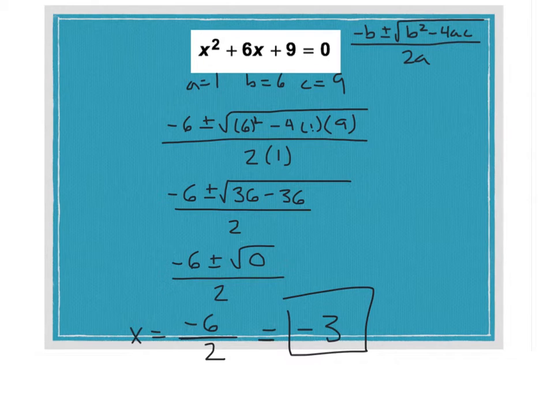If this is 0, you turn it to a fraction? So this right here, the square root of 0 is 0, and we can't do anything with it. And negative 6 plus or minus 0 is just negative 6. So that's why I turned this into the fraction.